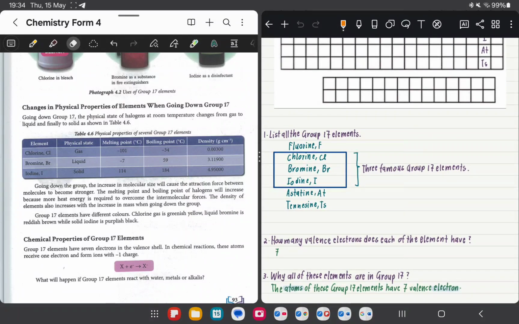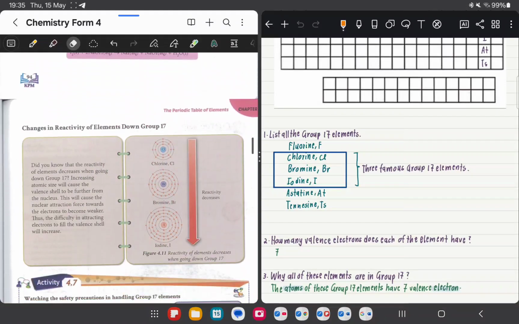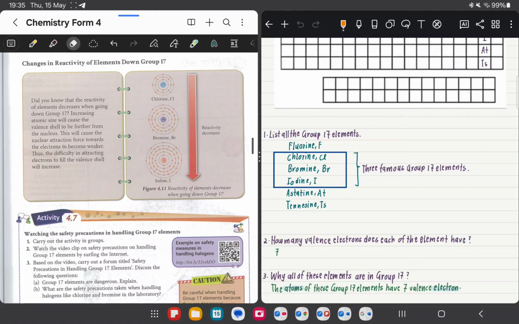But remember that your application would be on chlorine, bromine and iodine. You will learn the chemical properties of these three only. Why we are not learning the chemical properties of fluorine, astatine and tennessine will be stated at the end of this video, and we will discuss reactivity. How does the reactivity of elements in this group work?